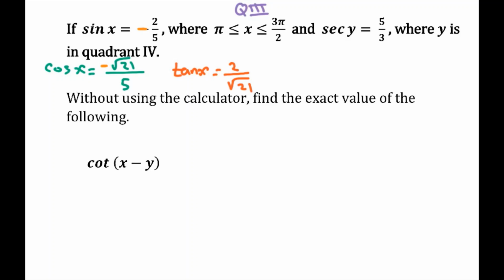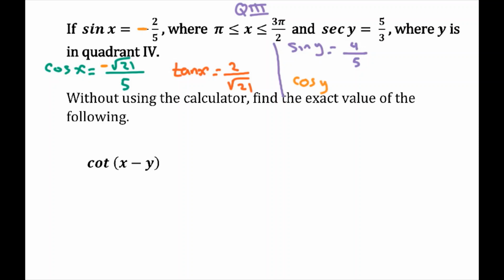On the other side, secant y is the reciprocal of cosine, so that's going to be hypotenuse over adjacent. And if I want to find the opposite side, let's say this is y, hypotenuse 5, adjacent 3, we will need the opposite: the square root of 5 squared minus 3 squared, and that's equal to 4. So now we can find sine y. Sine y is going to be the opposite, which is 4, over the hypotenuse.